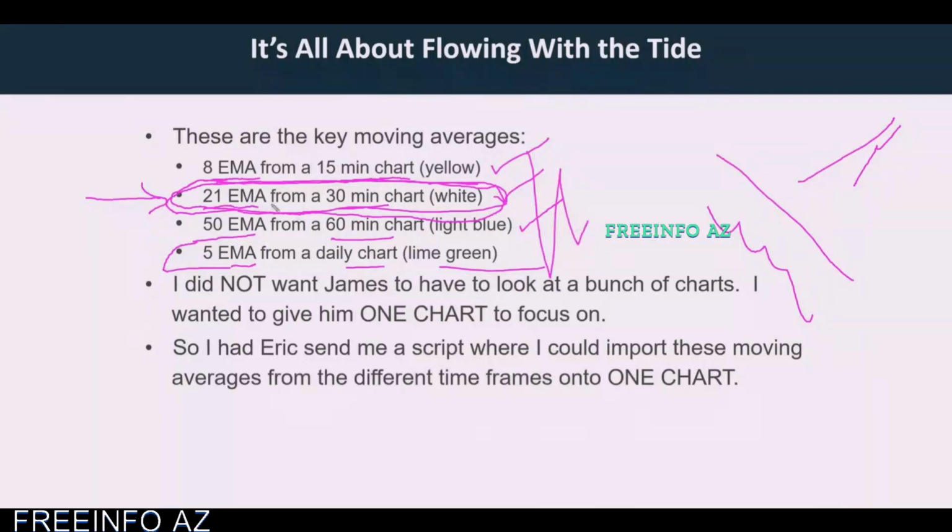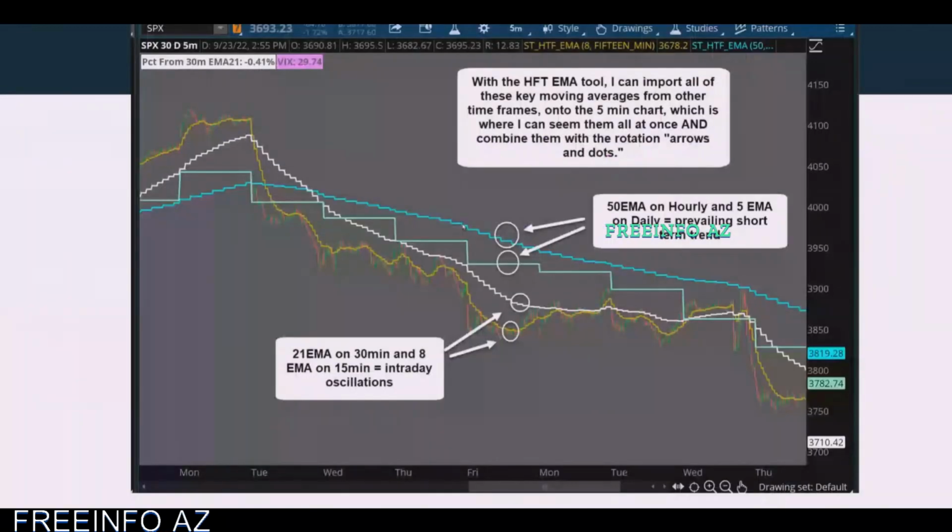My whole thing with this is I didn't want to have, like, four charts, with the 8 EMA on the 15-minute chart, the 21 EMA on the 30-minute chart, and the 50 EMA on the 60-minute chart. So I talked to Eric, and he sent over a script, and boom. Now on this 5-minute chart, I can sit there at a glance and say, okay, great. Here is the 8 EMA from the 15-minute chart. Here's that 21 EMA from the 30-minute chart. Here's that 50 EMA from the hourly chart. And then there's the 5 EMA on the daily.